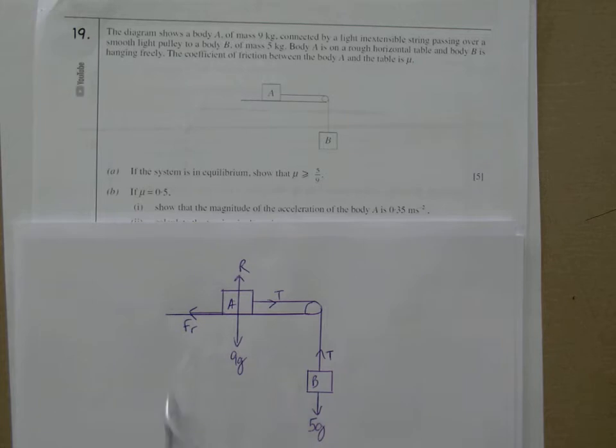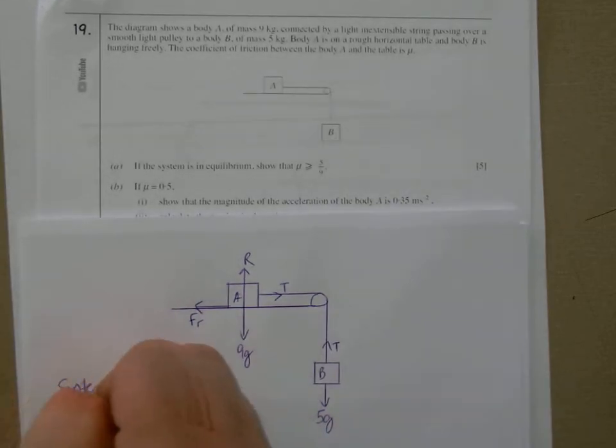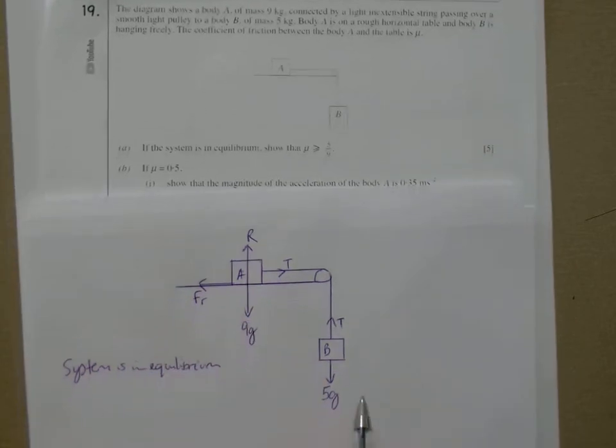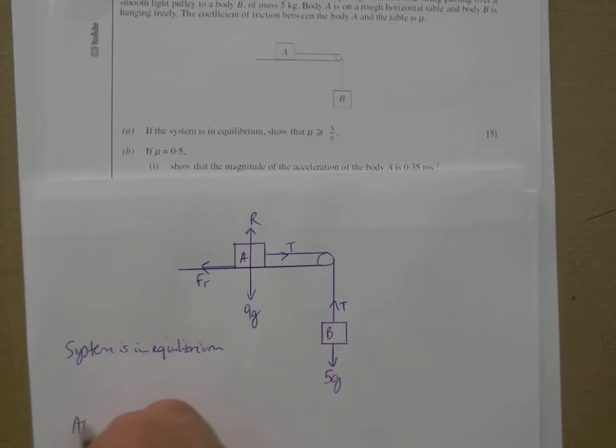Here I've set up all the forces, and we're told that the system is in equilibrium. So if the system is in equilibrium, then there's essentially no movement. That means if we resolve and focus on B, for instance, we can say that T is equal to 5G.